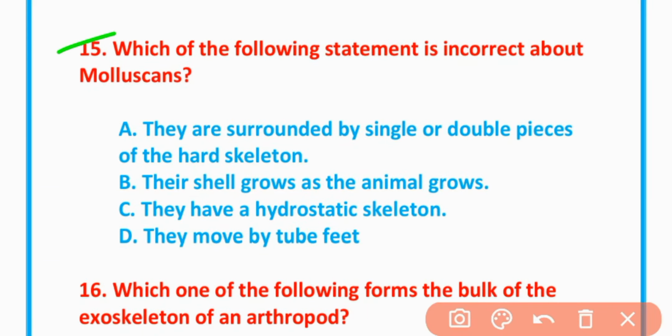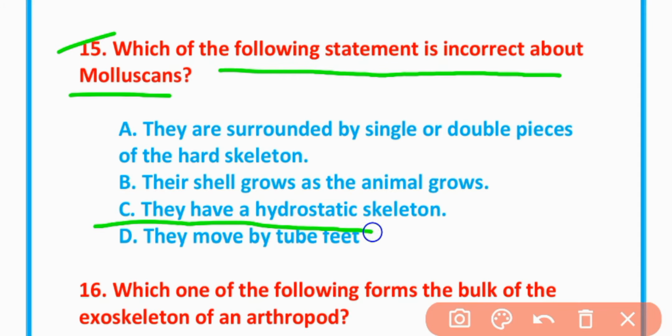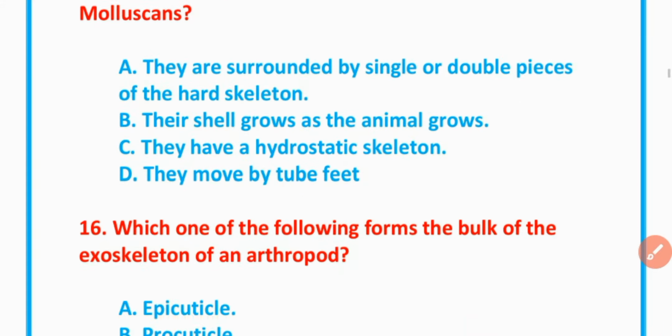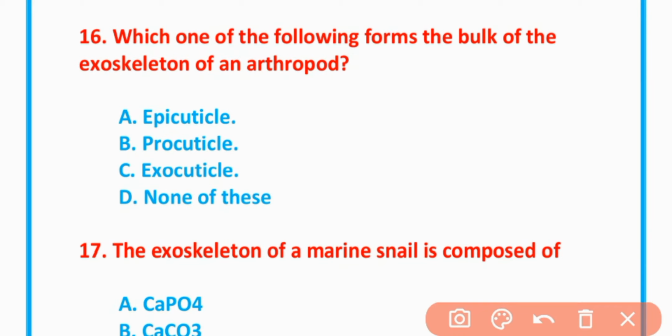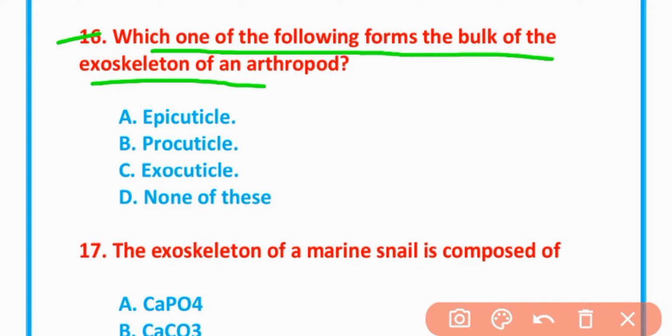MCQs number 15. Which of the following statement is incorrect about molluscans? They move by tube feet. This statement is incorrect about molluscans. MCQs number 16. Which one of following form the bulk of exoskeleton of an arthropod? Procuticle. Option B is correct.